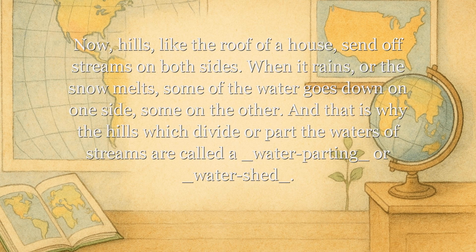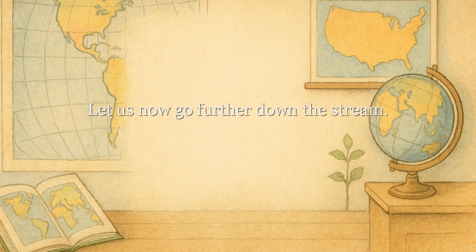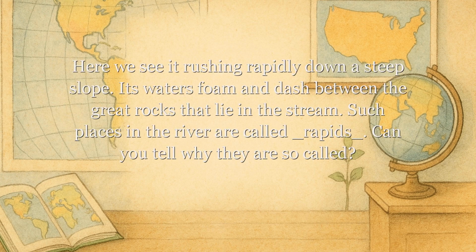Now, hills, like the roof of a house, send off streams on both sides. When it rains or the snow melts, some of the water goes down on one side, some on the other. And that is why the hills which divide or part the waters of streams are called a water parting or watershed. Let us now go further down the stream.